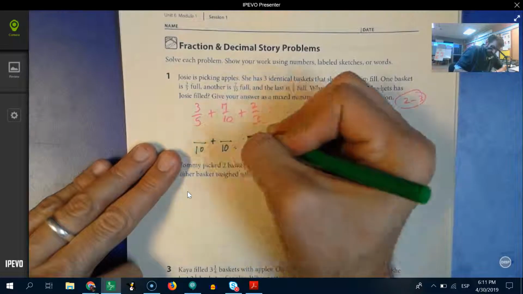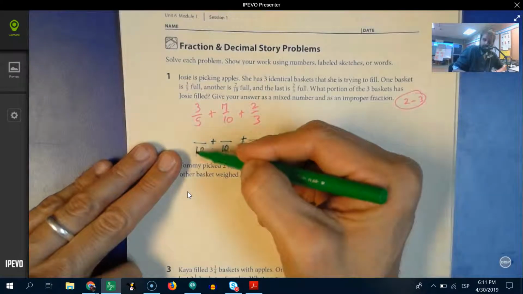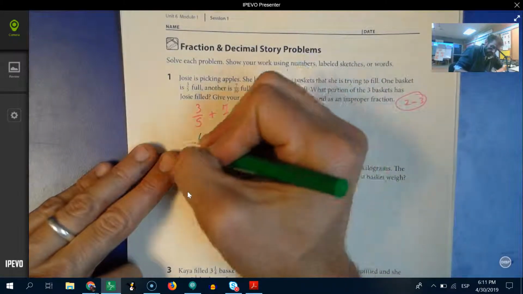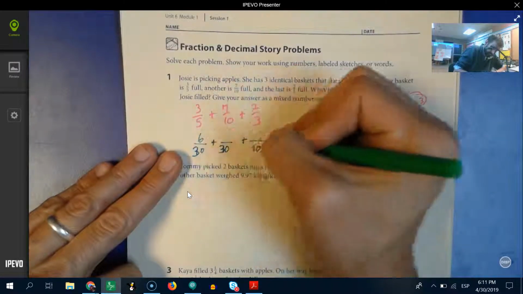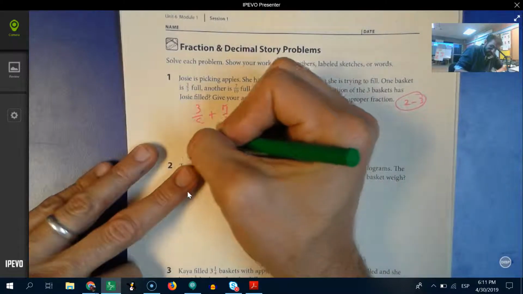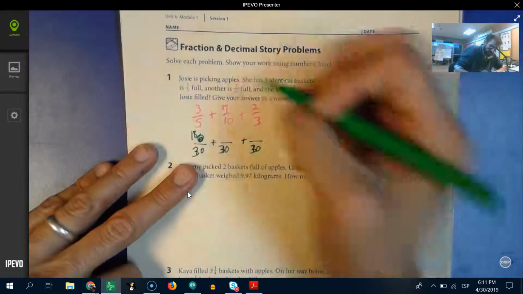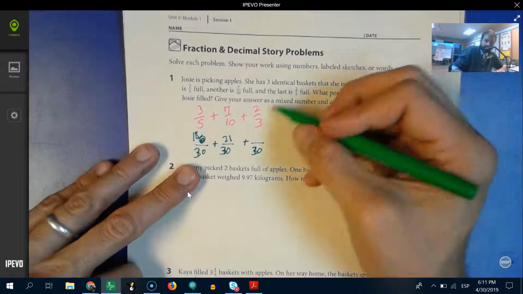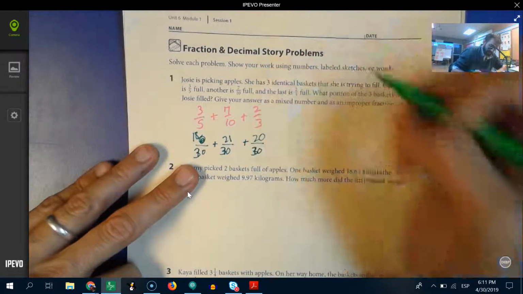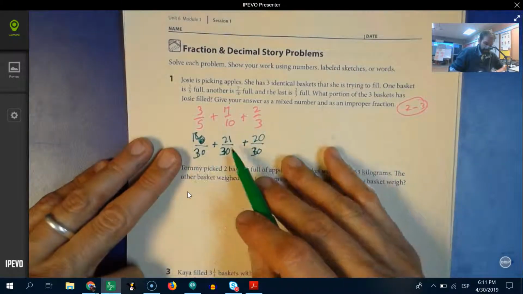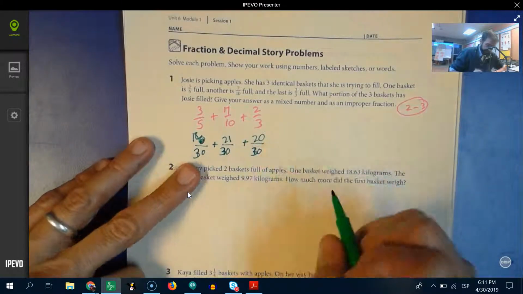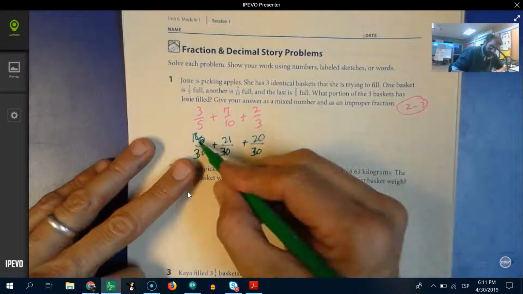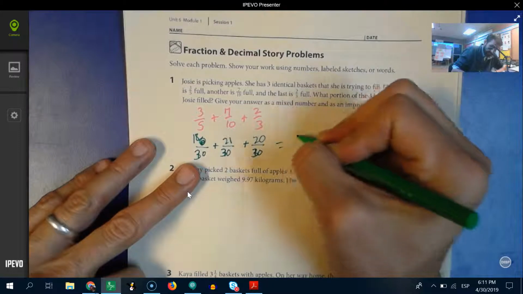So I can turn each of these into 30ths. So 3/5, that's going to be 18 30ths. Going to 30ths here, 21, because I'm multiplying by 3. And by 10, this is going to give me 20 30ths. And then I can add 18, 21, and 20 together. So 18 plus 21 is going to give me 39. 39 plus 20 is going to give me 59.